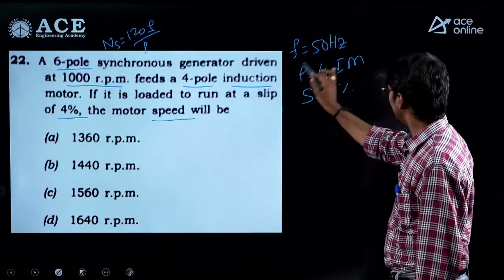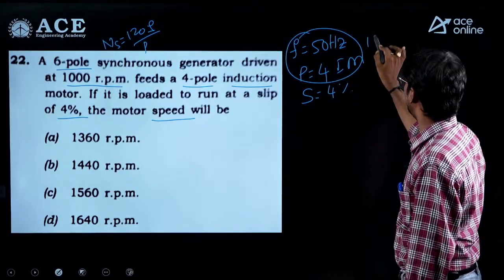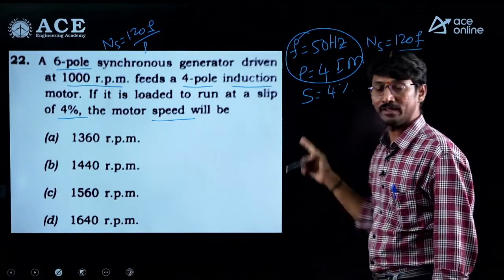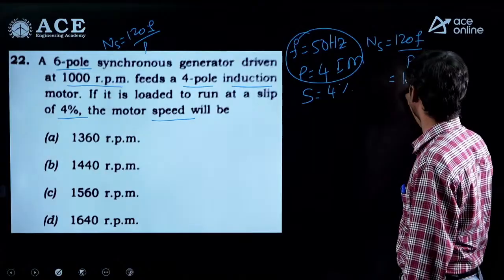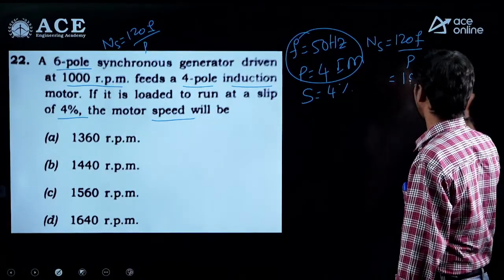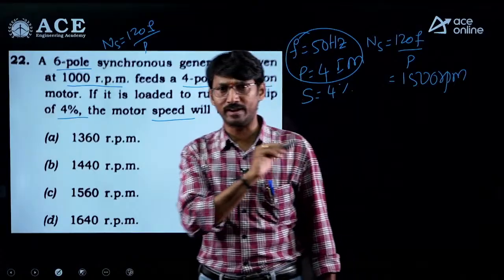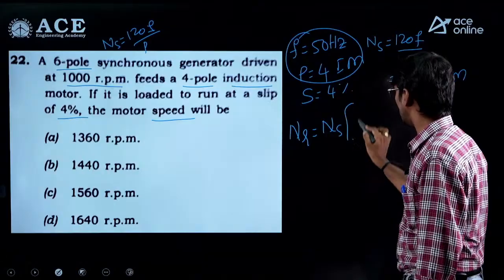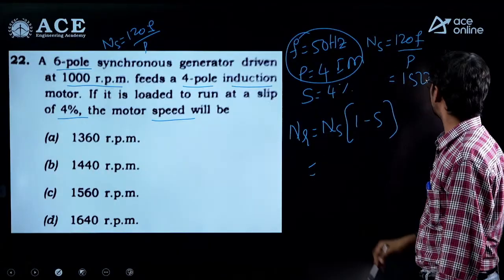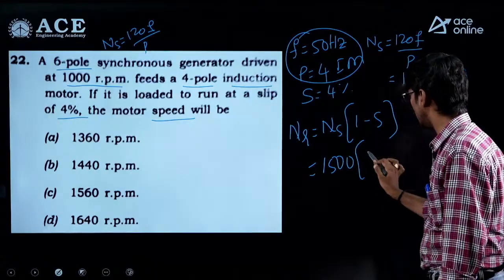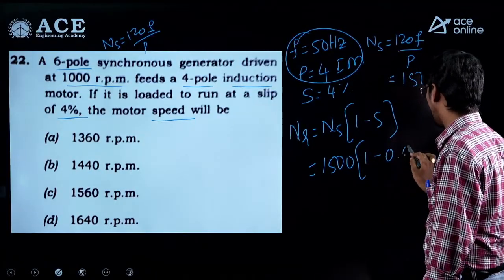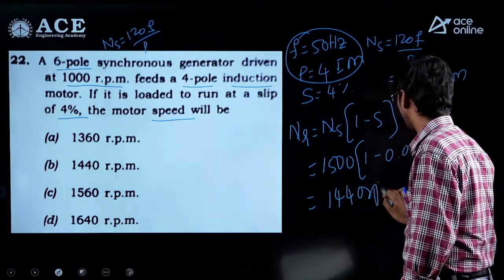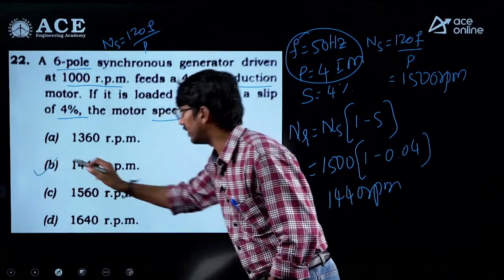So simply with this data, Ns is equal to 120 F by P. How much will you get? 4 poles are there. 4 poles means simply 1500 RPM will be there. And then Nr is equal to Ns into 1 minus S. What is the Ns value? 1500 into 1 minus S, S is 0.04. If you simplify this, you will be getting 1440 RPM.